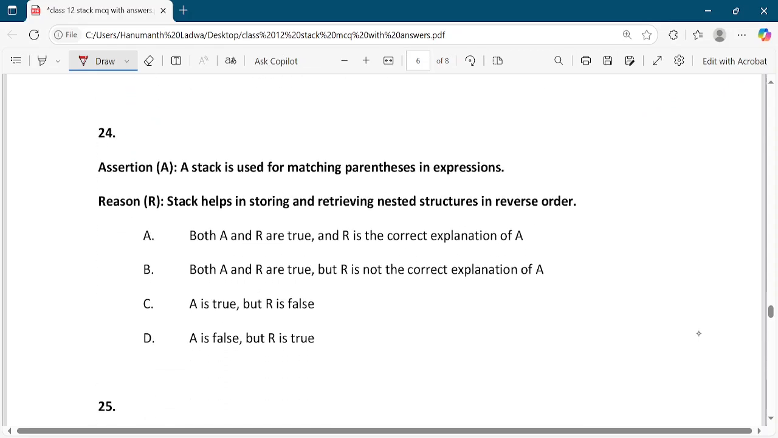Question number 24. Assertion A: A stack is used for matching parentheses in expressions. So this particular statement is true. Reason R: Stack helps in storing and retrieving nested structure in a reverse order. So here this statement is also true. Hence option A, both A and R are true and R is the correct explanation of A, is the right answer.